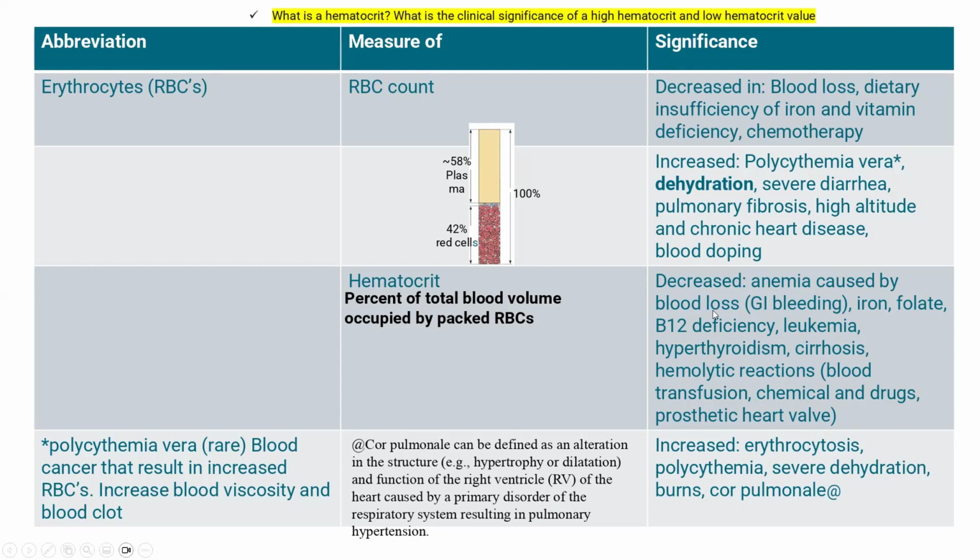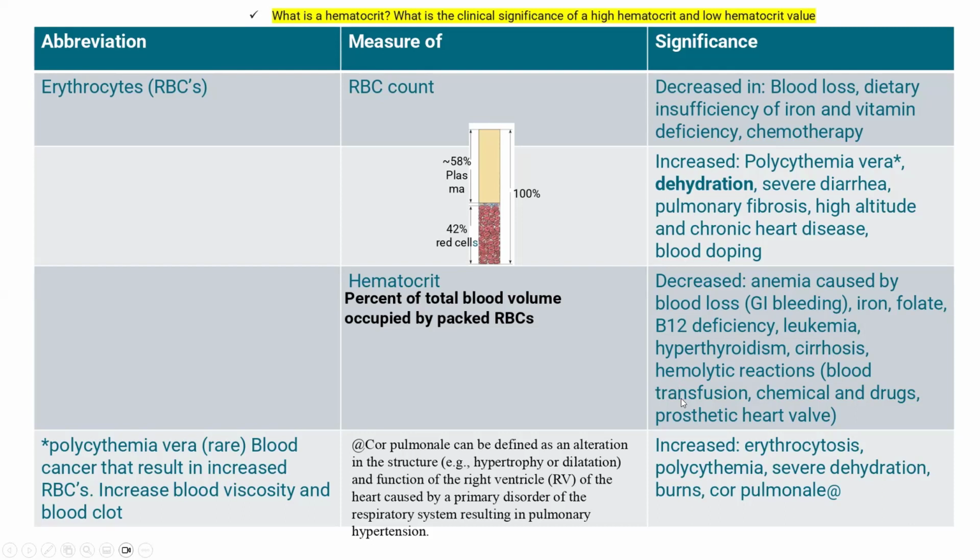As I said, we have two lineages during the development of cells, lymphoid lineage and myeloid lineage. So leukemia is a blood cancer which affects the myeloid lineage. Hyperthyroidism, someone who has high thyroid function, T3 and T4. Cirrhosis, which is fibrosis of the liver.